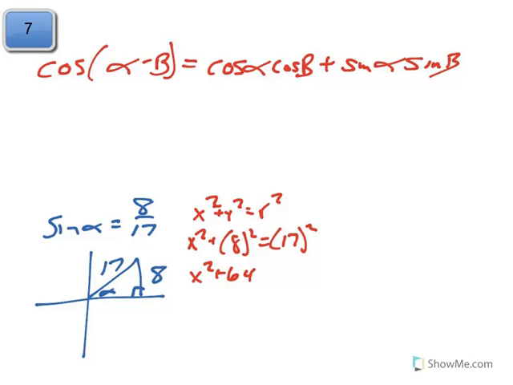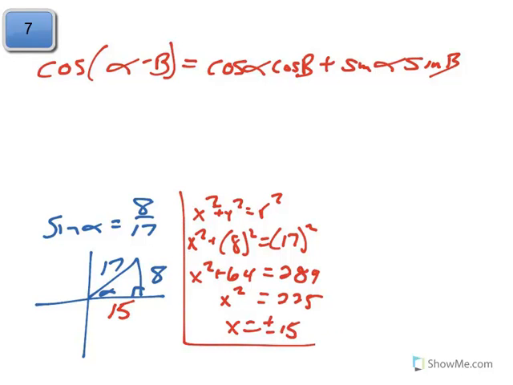17 squared is 289. If you subtract 64 from both sides of the equation, you get x squared is 225, which means x is plus or minus 15. In quadrant 1, x is always positive 15. Therefore, cosine of alpha is going to be x over r, which is 15/17.